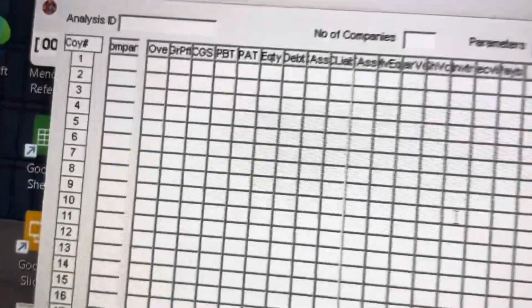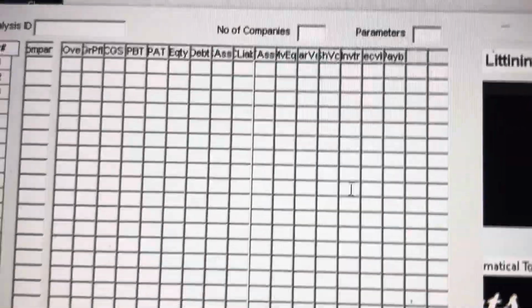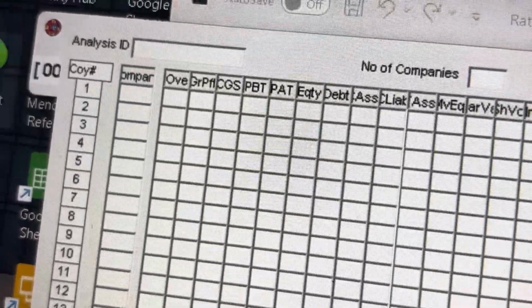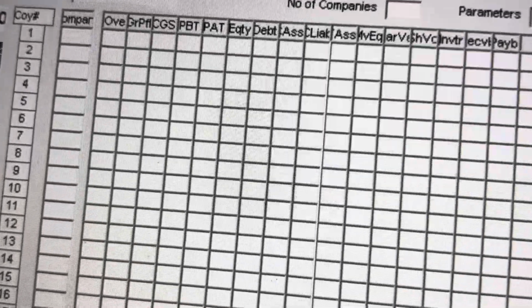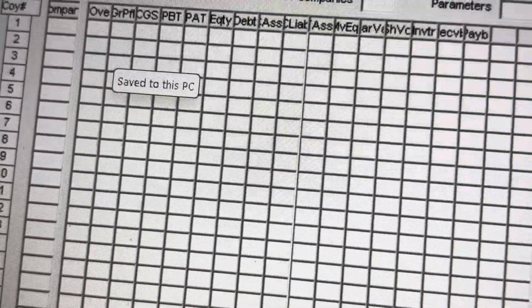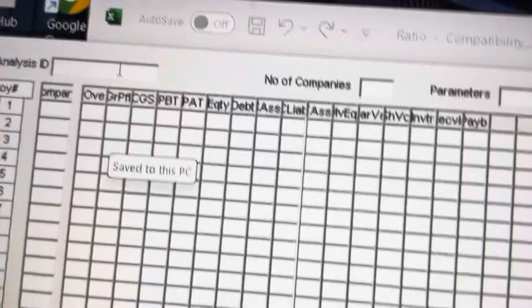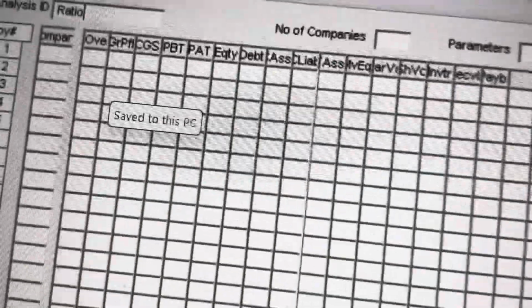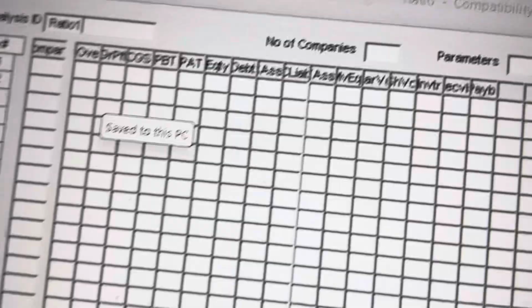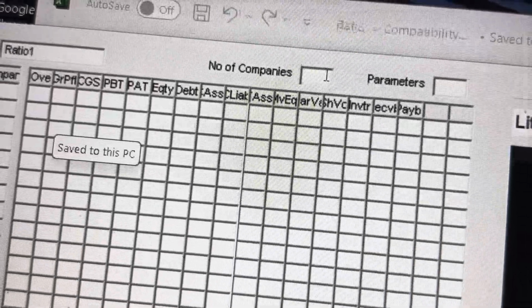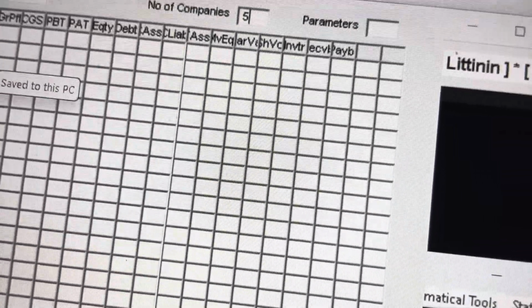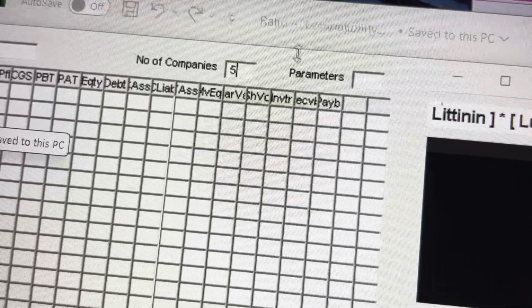The ratio also will bring out a form similar to that of the budget planning. Like I said earlier, we also have to enter the initial information for the analysis. You can call it ratio, maybe ratio 1, and then the number of companies involved is 5 companies. Those are the ones that we have on the Excel sheet. So we cannot do more than what we have. We can do less.